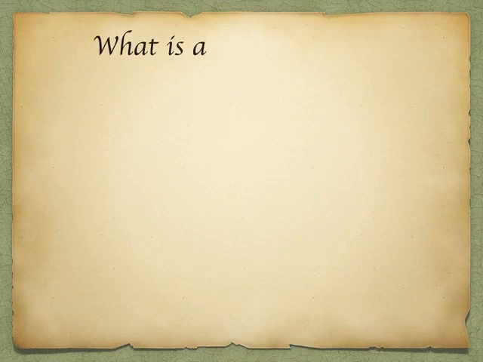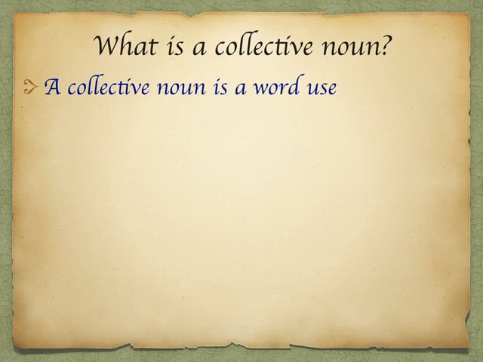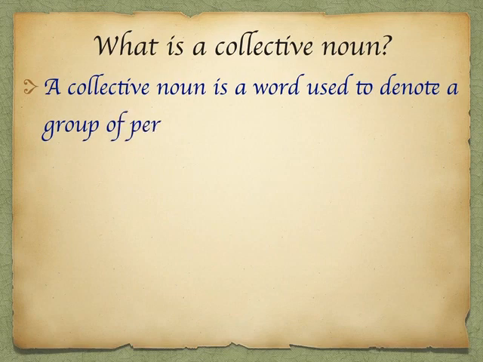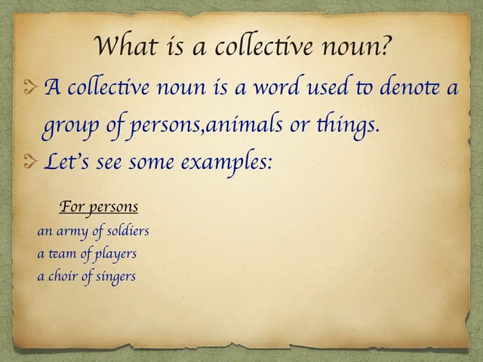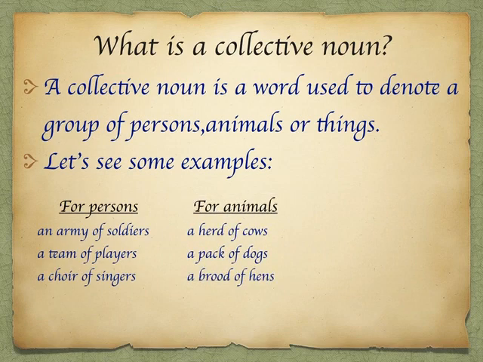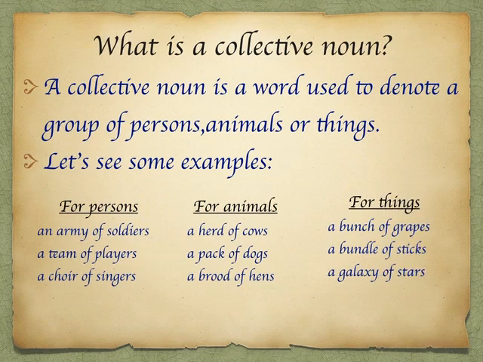So let's see, what is a collective noun? A collective noun is a word used to denote a group of persons, animals, or things. Let us see some examples. Let's see some examples of collective noun for persons. An army of soldiers, a team of players, a choir of singers. For animals, a herd of cows, a pack of dogs, a brood of hens. Let's see for things, a bunch of grapes, a bundle of sticks, a galaxy of stars. So these are some examples of collective nouns.